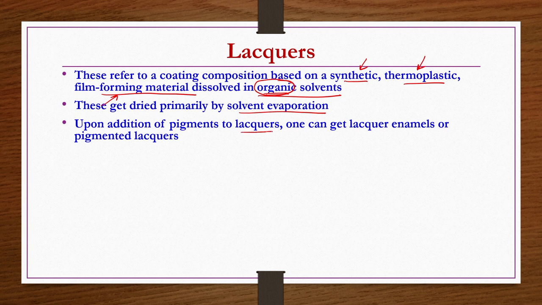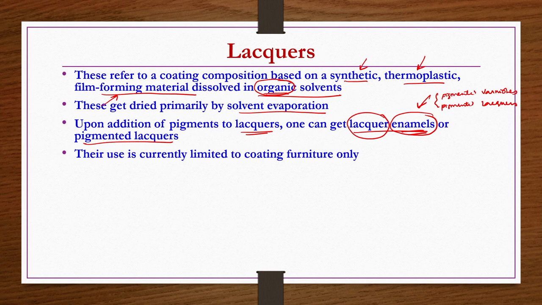Upon addition of pigments to lacquers, one can get lacquer enamels or pigmented lacquers. Actually, people confuse enamels and lacquers as separate. You can take it that if you have pigments added to the lacquers, then the products that you get are called enamels. Or if you have pigmented varnishes, then they are also called enamels. So we can say these pigmented lacquers are nothing but the enamels.